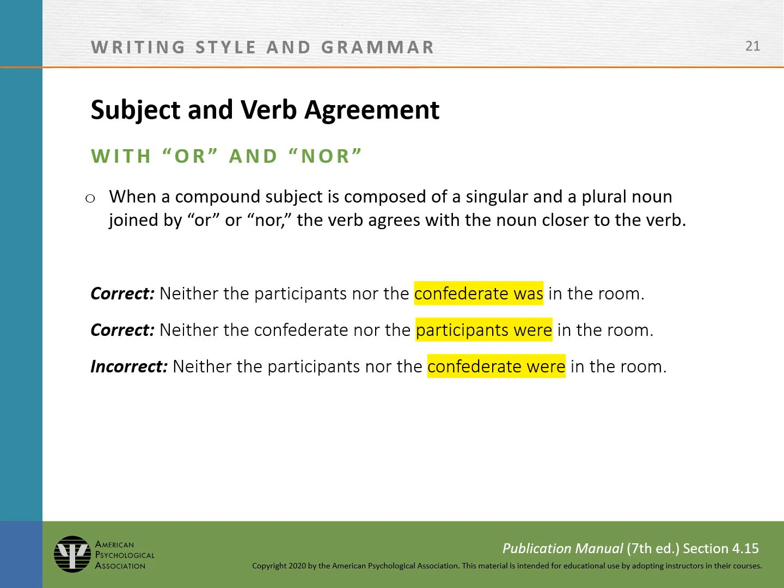When a compound subject is composed of a singular and a plural noun, joined by or or nor, the verb agrees with the noun closest to the verb. Neither the participants nor the confederate was in the room. Was is closest to confederate. Neither the confederate nor the participants were in the room. Were is closest to participants.